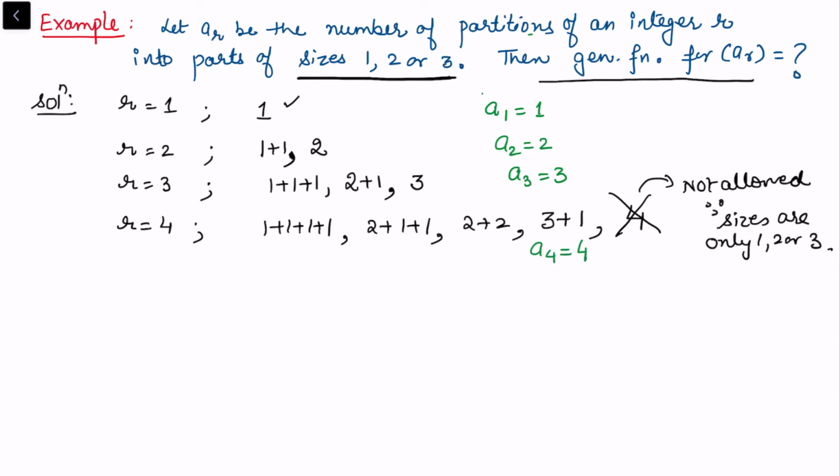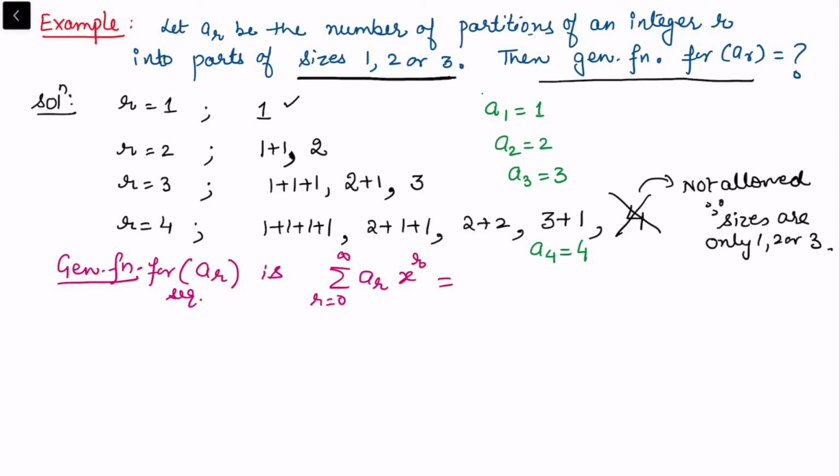So now in terms of generating function, we recall what was the generating function. Generating function for the sequence AR. So we can say generating function for AR, this sequence, is the summation of AR x to the power R, R goes from 0 to infinity. And if I just open this summation sign, I will get A0 plus A1 x raised to power 1 plus A2 x square plus and so on, up till AR x raised to power R plus and so on. So we are interested in knowing what is AR.